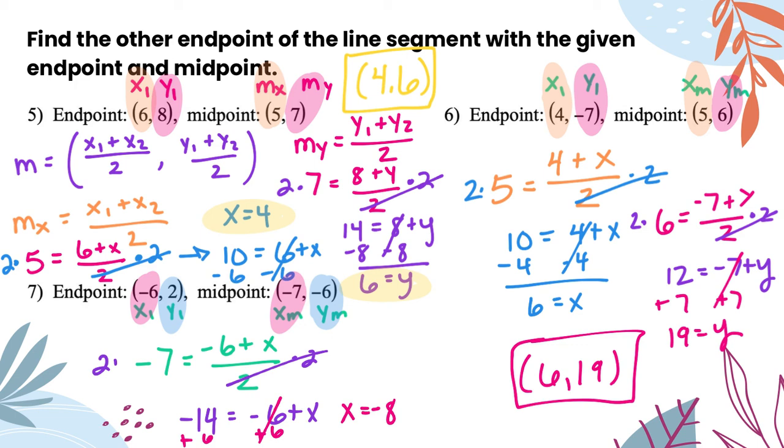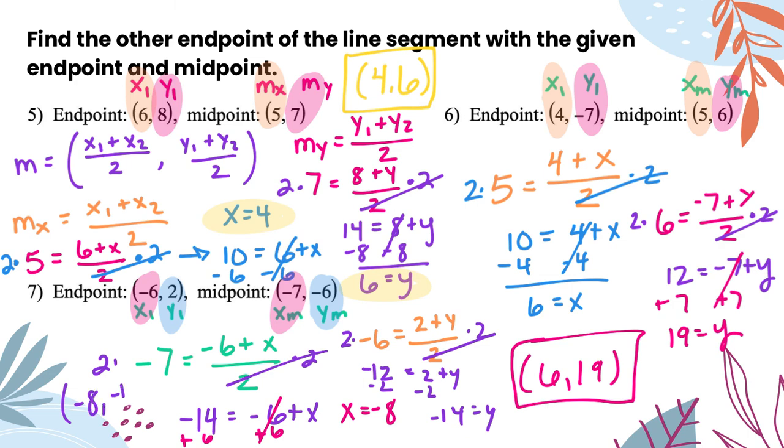Do the same thing for the y value. Midpoint equals endpoint plus y value divided by 2. Multiply by 2 on both sides. Negative 12 equals 2 plus y. Subtract 2. So negative 14 equals y. So my answer here is negative 8, negative 14. And that is the value of my other endpoint.